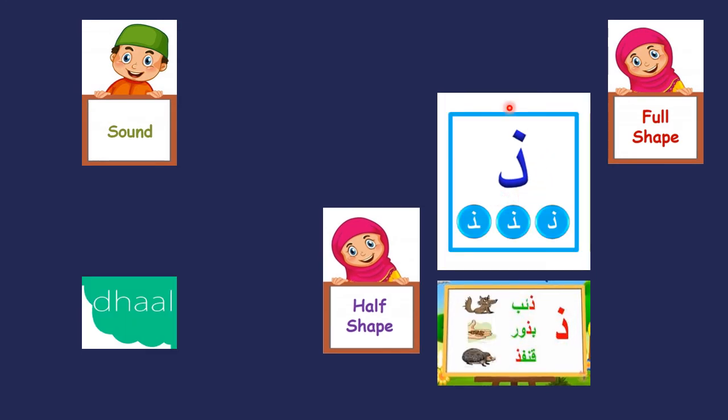Letter zal, this is its full shape and it has a dot on it, and its half shapes are the same. When it comes in the word, at the start it looks like this, in the middle and at the end. And its sound is zal.